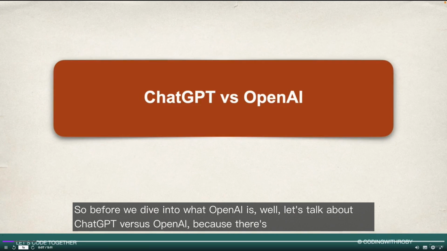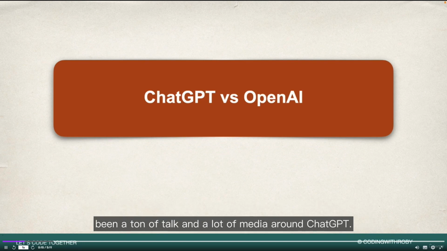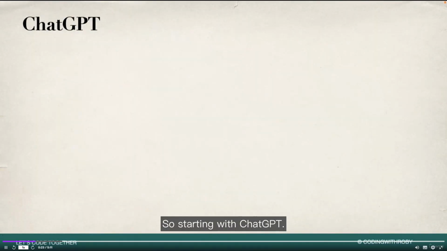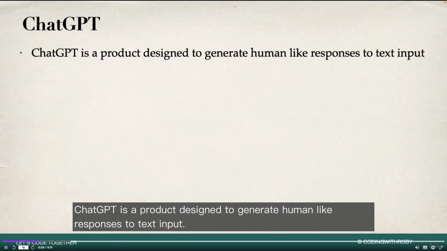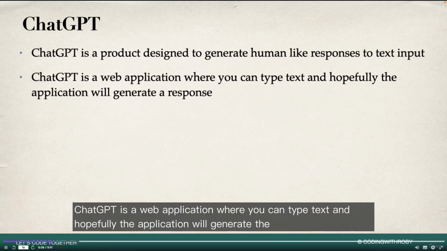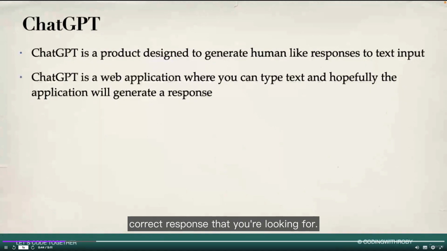So before we dive into what OpenAI is, well, let's talk about ChatGPT versus OpenAI, because there's been a ton of talk and a lot of media around ChatGPT. So starting with ChatGPT, ChatGPT is a product designed to generate human-like responses to text input. ChatGPT is a web application where you can type text and hopefully the application will generate the correct response that you're looking for.